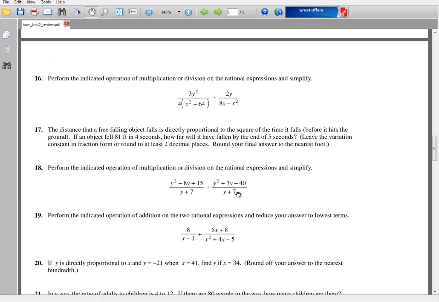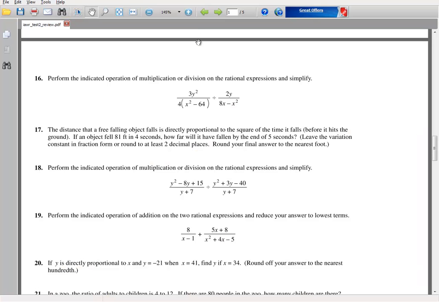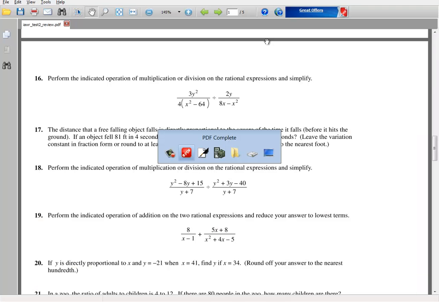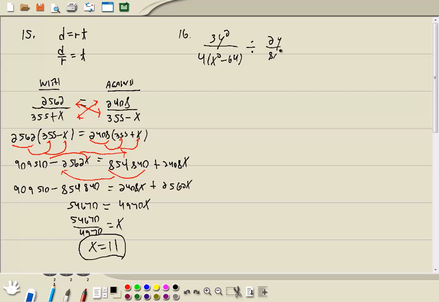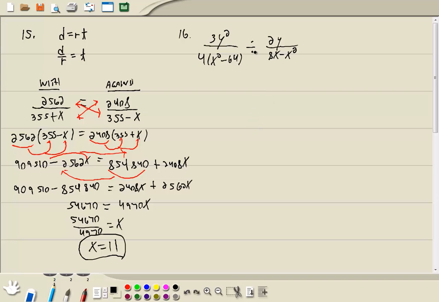Number 16. We got 3y squared over 4 times x squared minus 64, divided by 2y over 8x minus x squared. Well, first off, we never actually do division, so we immediately rewrite as multiplication. So that changes to times, and then we flip our second fraction, take the reciprocal of it. So we got 8x minus x squared over 2y.